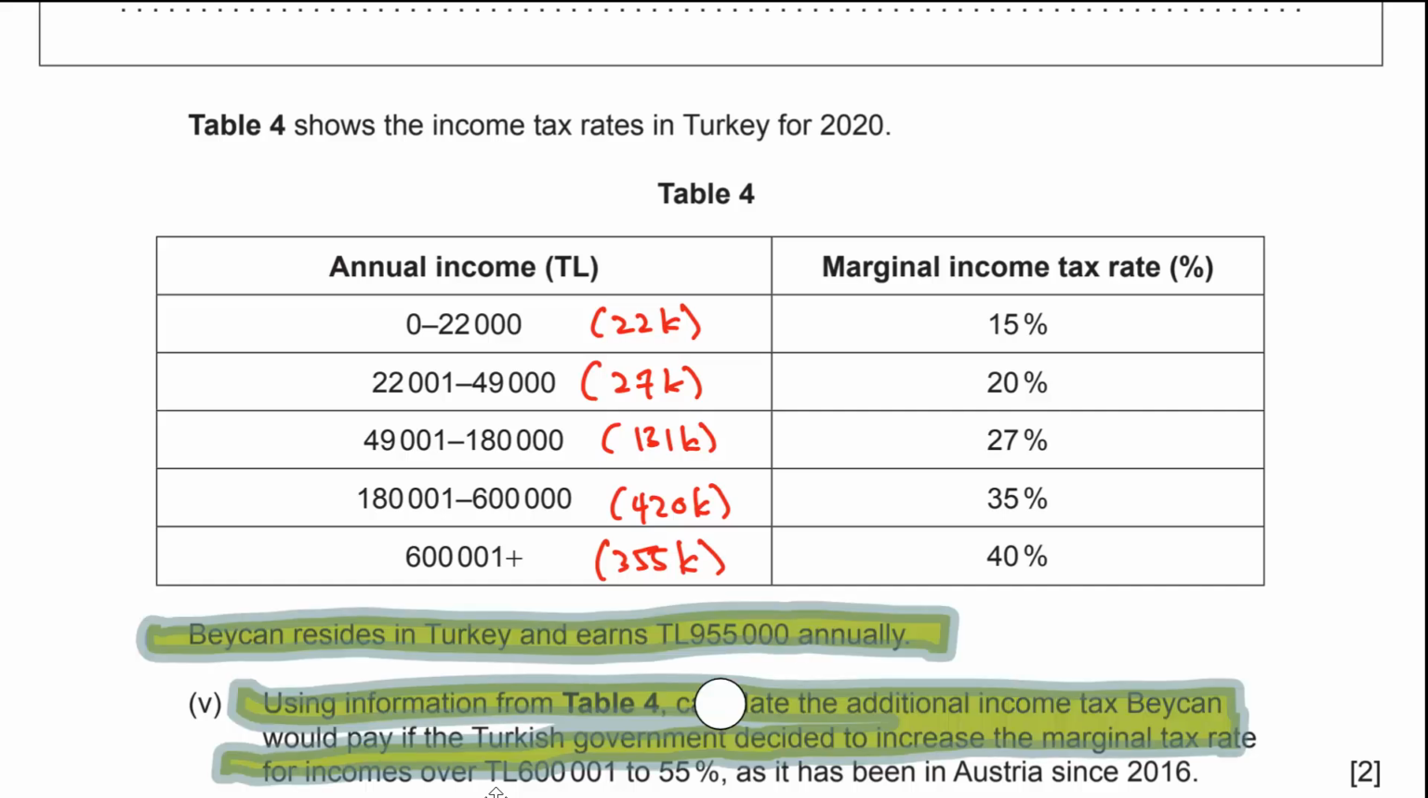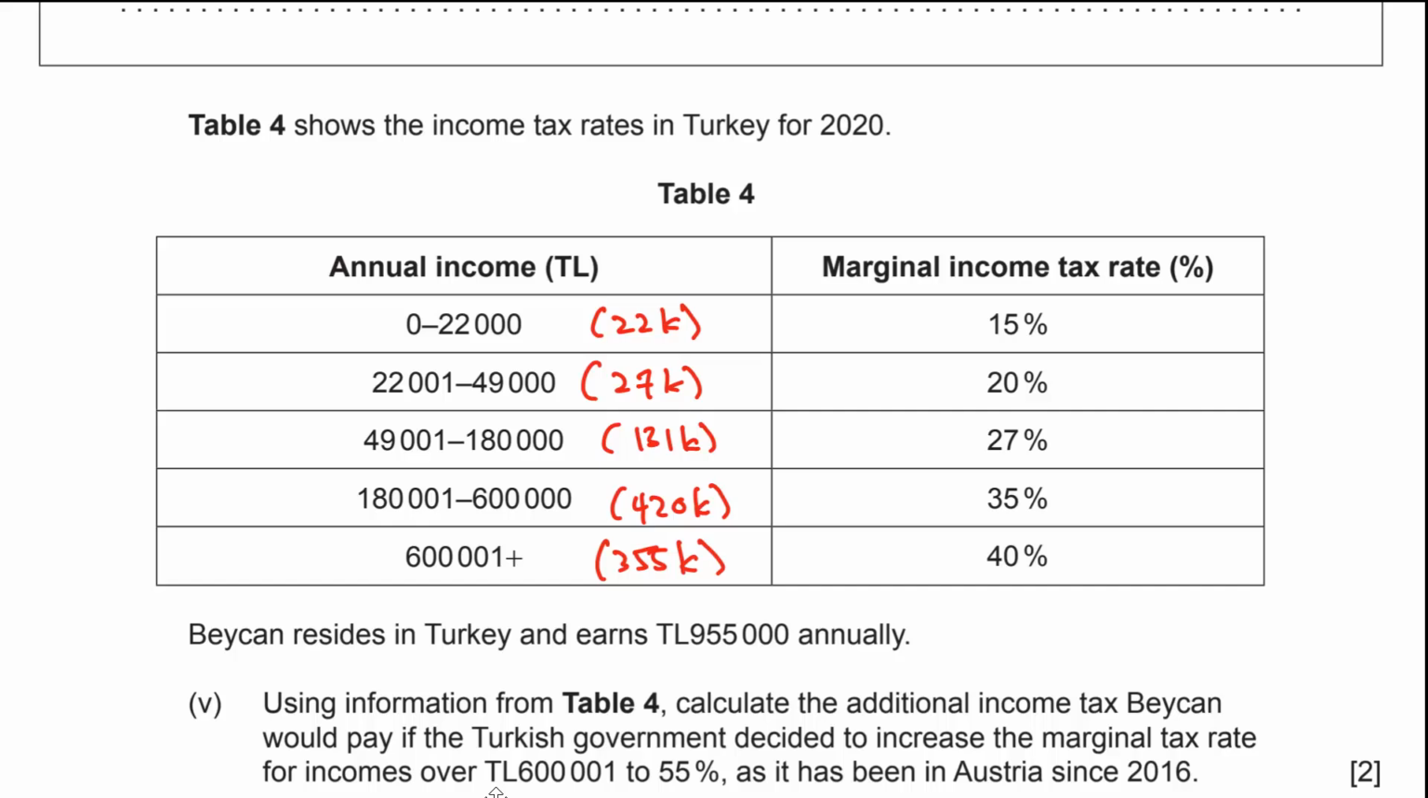Okay. So what this question is saying is, currently, this top slice, the 600,000 and above, the marginal income tax rate is 40%. So for every dollar that you earn above 600,000, you're going to pay 40%. But if they were to increase that to 55%, how much additional income tax would this person have to pay were they to change this 40% to 55%? So that's essentially what the question is asking.